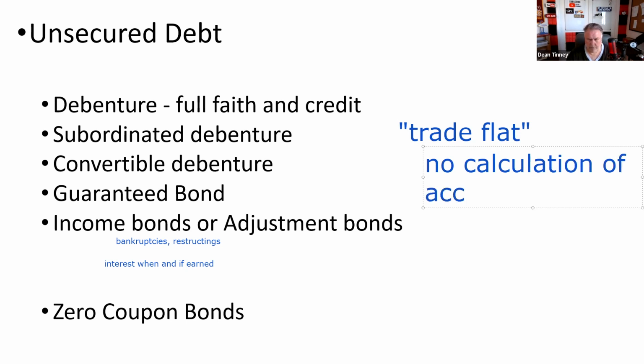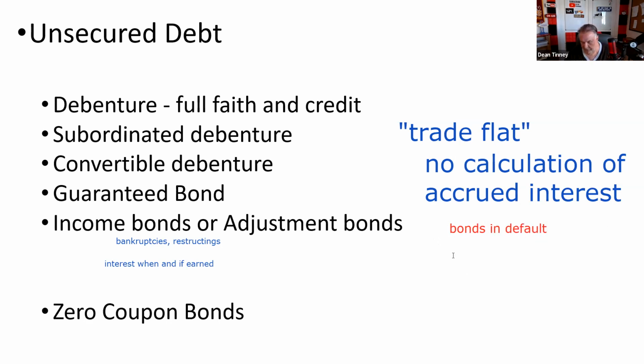Anybody know other bonds that trade flat without calculations of accrued interest besides income or adjustment bonds, based on pre-study? Not junk bonds, but bonds in default. There you go. You got it. It's not junk bonds, but bonds in default. So bonds in default trade flat. And that makes sense as well, right? Because if the bond is in default, you, the buyer, say, well, geez, I don't think you're going to pay the money. And the whole point of me giving you a check is that I'm going to get that money 6 months from today.